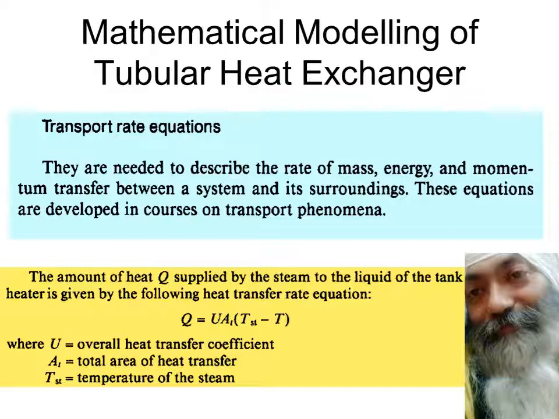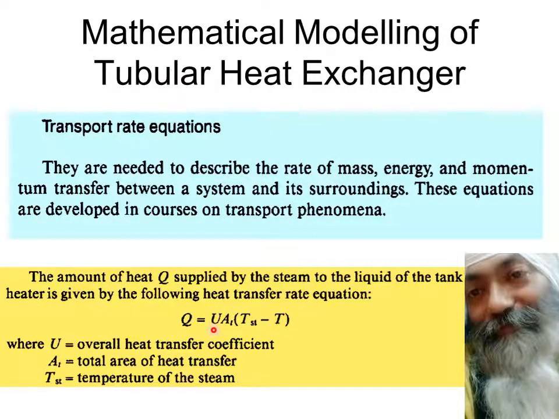So the first one, which is quite often used, is the amount of heat that is supplied by steam to the liquid of a tank heater. That is given by the transfer equation. Q is equal to U into A into (T_ST minus T). Let's see what is U.